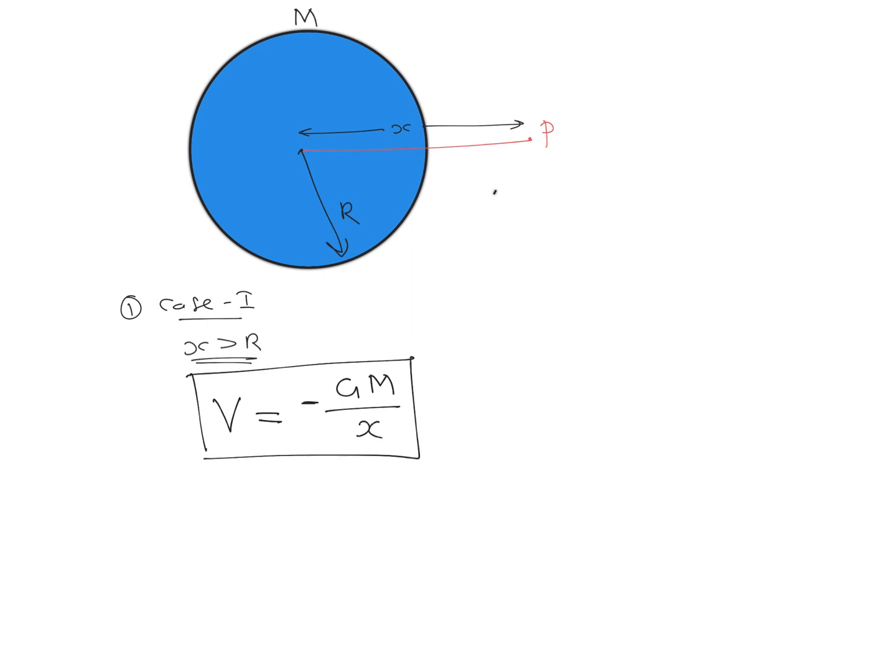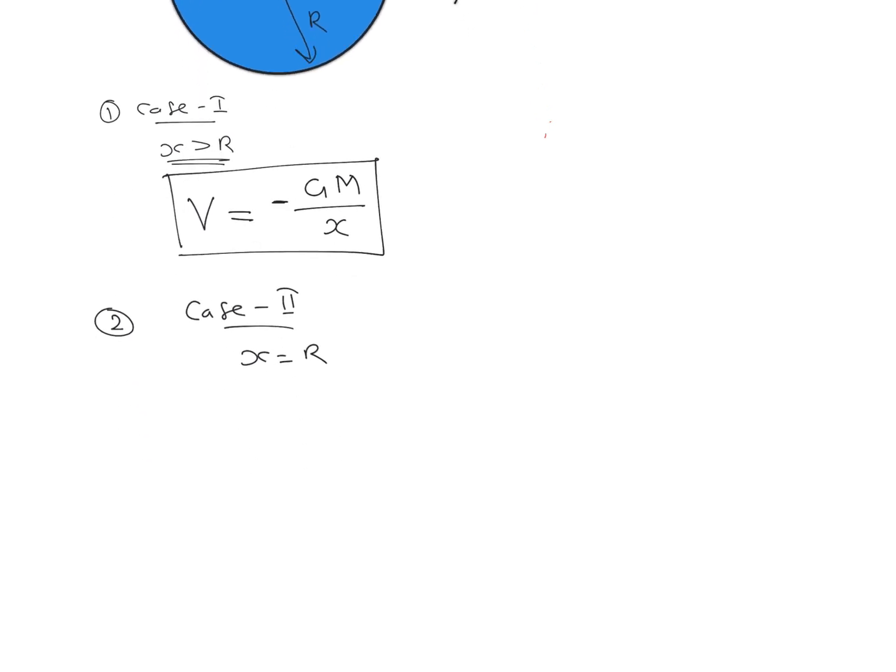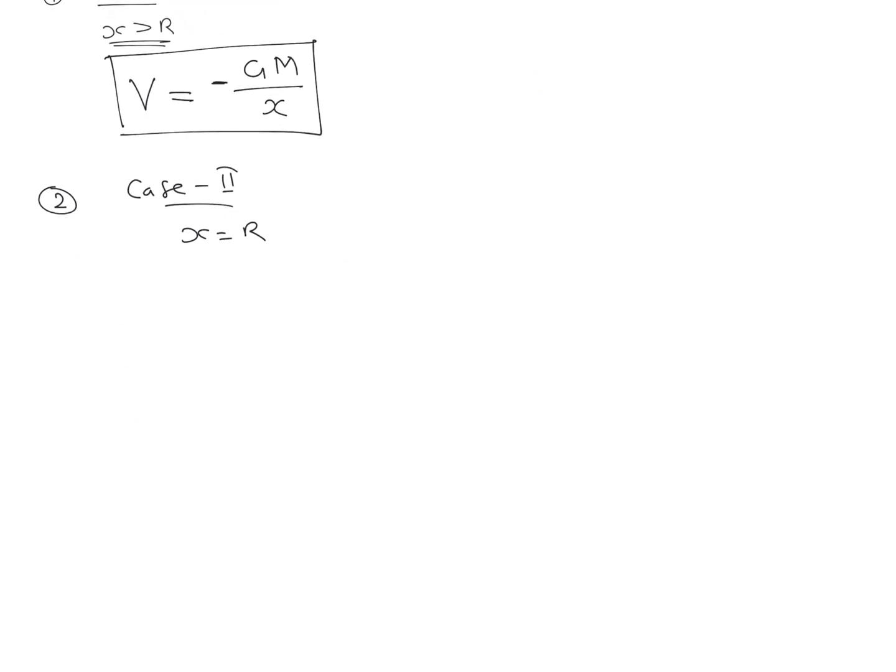Now if you want to find the value of gravitational potential on the surface, let's say our case 2, that is when the value of x is equal to r, that means we are finding it on the surface. Then we can directly write the equation for potential, again considering that the total mass is at the center, so it is going to be minus GM divided by r.